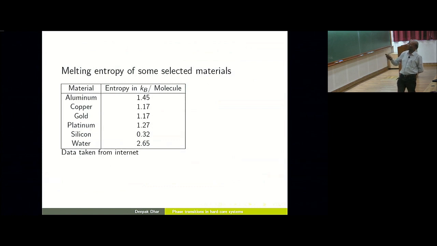And here is, I just collected this data from the internet. So melting entropy for some selected materials, aluminum, it is 1.45. It's pretty good. Given the very crude nature of the argument, the agreement is surprisingly good. Of course, once in a while it is pretty bad, then you got to worry about these things. Clearly it is not a universal number, but water is of course a very strange material, so it has anomalies.